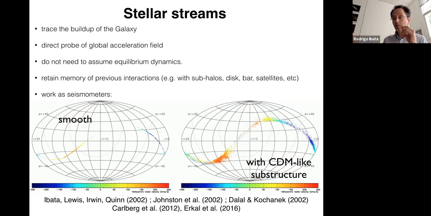They will have interacted with the bar, with spiral arms, and so on. And these will influence the path of the stream, but still the information on the acceleration field is still kept, and also the information of these interactions. And something that a whole bunch of us almost 20 years ago proposed is that the streams are also these excellent accelerometers that can be used to probe whether the dark subhalos exist or not. And I'll come back to this in a few minutes.